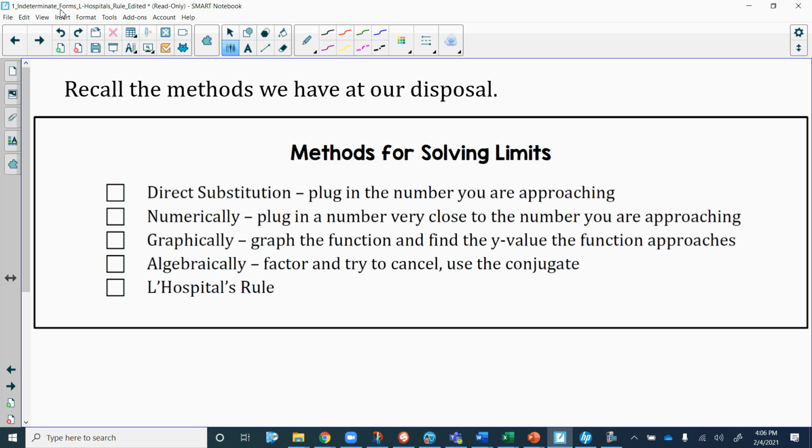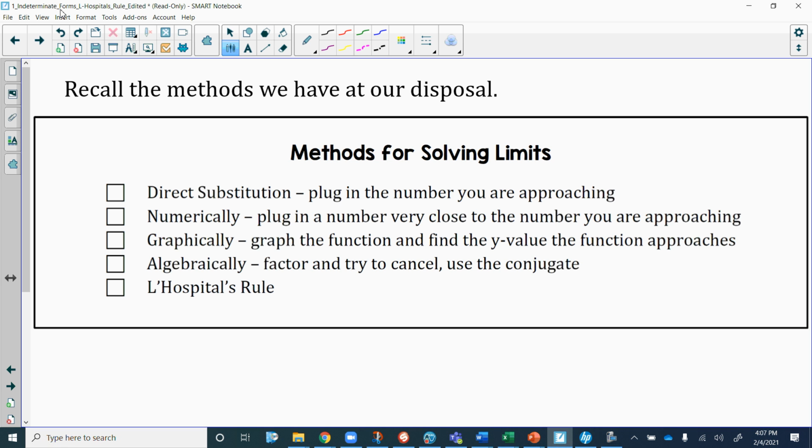Numerically, you can plug in something close to your number. That would probably be beneficial if you're allowed to use a calculator to help with the arithmetic. But sometimes you'll be able to tell very easily whether it's going to approach a 0 or an infinity. You could always try graphing the function and see where the limit would approach, remembering that for the limit to exist, the left and right hand limits have to match.